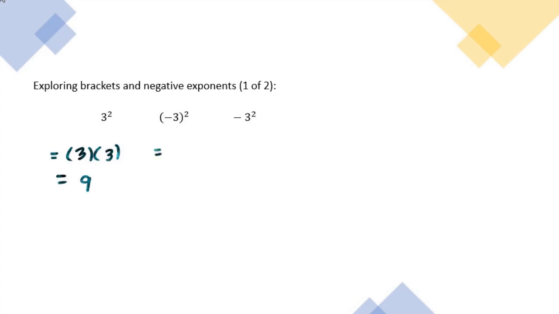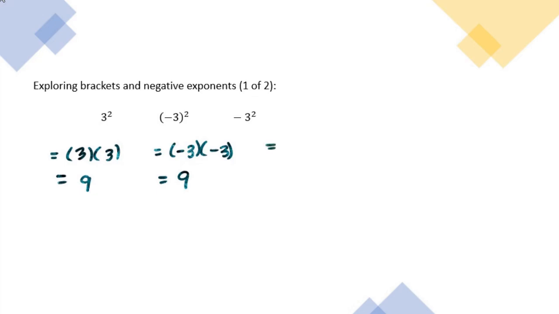For the second problem, because that negative 3 is in brackets, it means that everything about it, the negative and the 3, is raised to the power of 2, is multiplied by itself twice. So we have negative 3 times negative 3. Negative times negative is positive, so we again have positive 9.